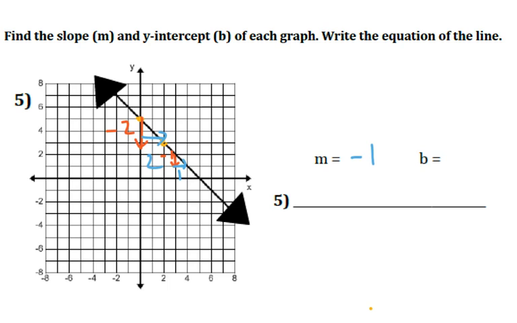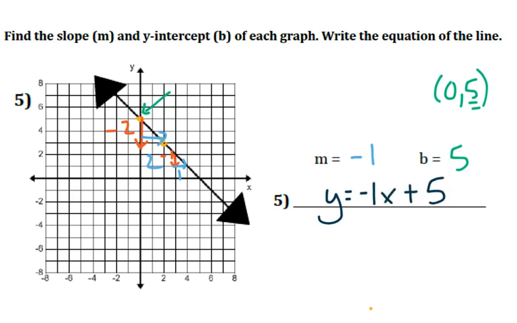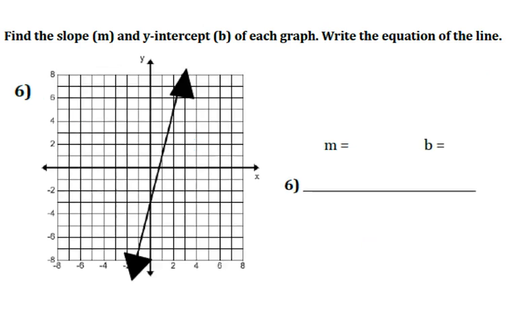The y-intercept, again, the point where the line crosses the y-axis, and that point is 0, 5. So the b value is the y value of that, which is 5. Writing our equation, we get y equals negative 1x plus 5. Now you'll probably see this at some point: y equals negative x plus 5. And these are the same thing. So writing it either way is fine.